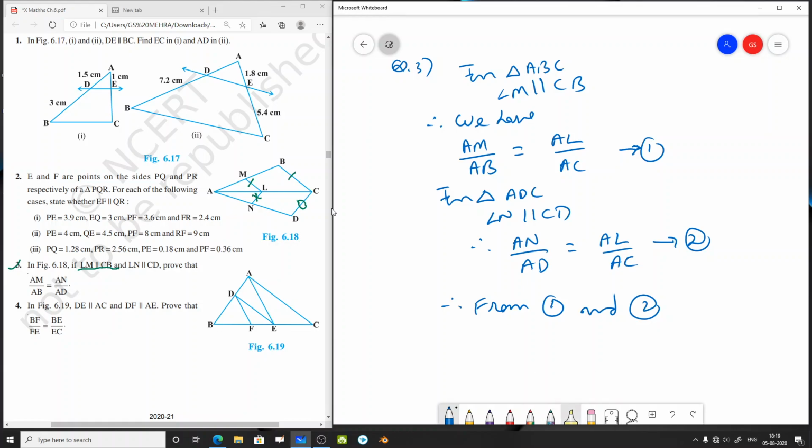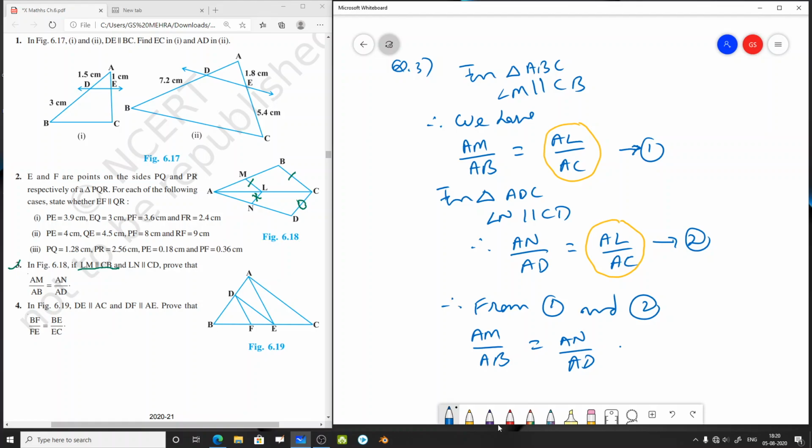Now from 1 and 2, you can see that the right hand side of 1 is AL by AC, and the right hand side of the second equation is also AL by AC. So both are equal. So from 1 and 2, we can say that AM by AB equal to AN by AD. So this is the proof.